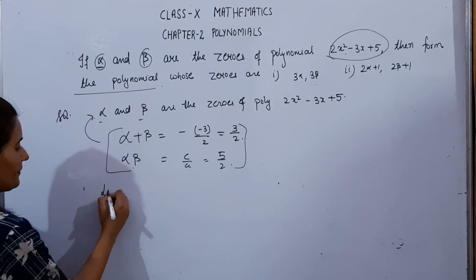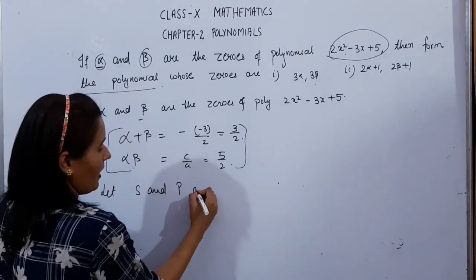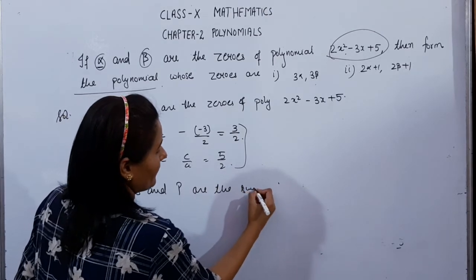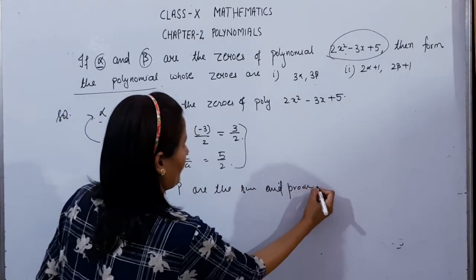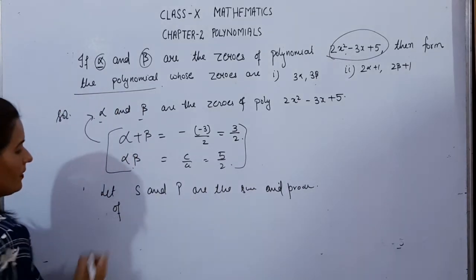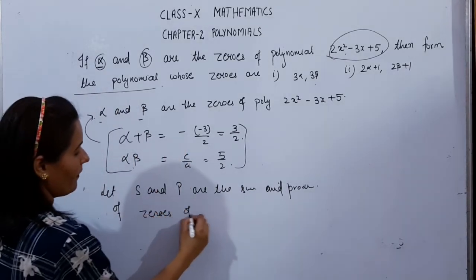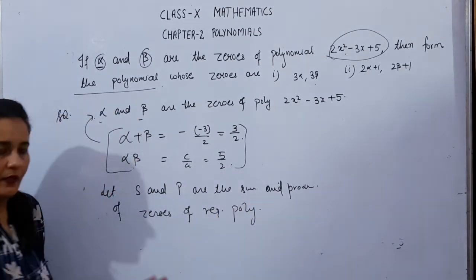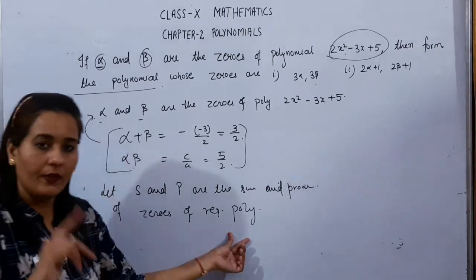Let S and P be the sum and product of zeros of the required polynomial. Okay, S is the sum and P is the product of the zeros of the required polynomial.